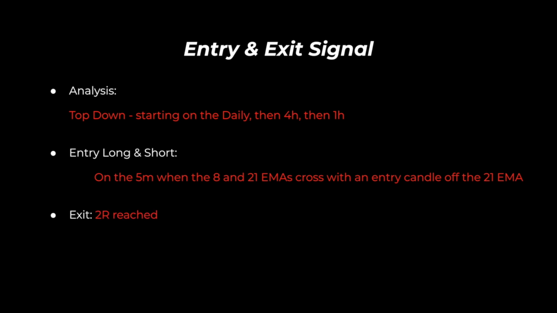The exit is going to be when 2R is reached or if you get a break of the 8 EMA, that yellow line. That's going to always be your safest exit. So let's say it drops for you 5 pips, but then turns around and breaks. You can pull that trade and take the small profit and just come back for the next one.